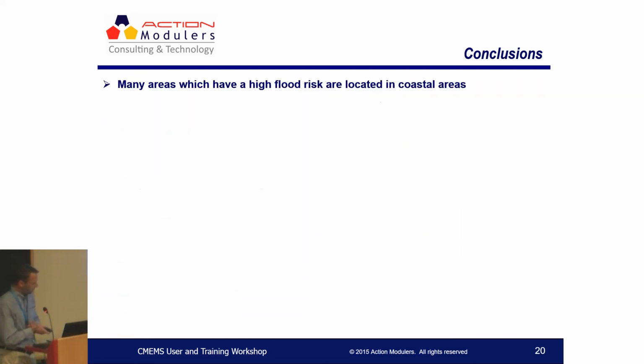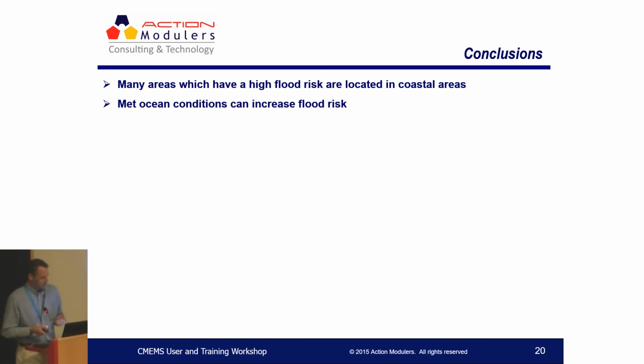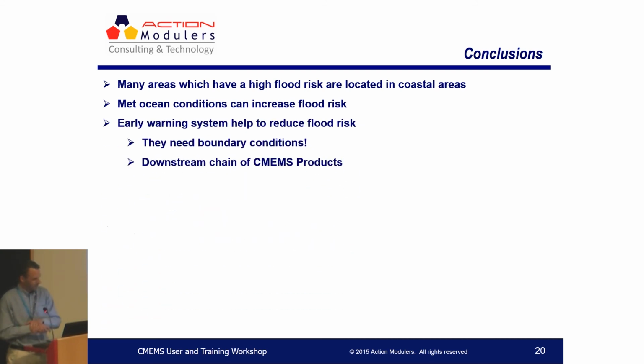So some conclusions. Many areas which have high flood risks are located in coastal areas. Mid-ocean conditions can increase flood risk, because if the water level rises, the flood risk increases. Early warning systems help to reduce flood risk, because you can take measures to prevent and remove things. But they need a lot of boundary conditions, and one boundary condition can be at the end of a downstream chain of Copernicus products.